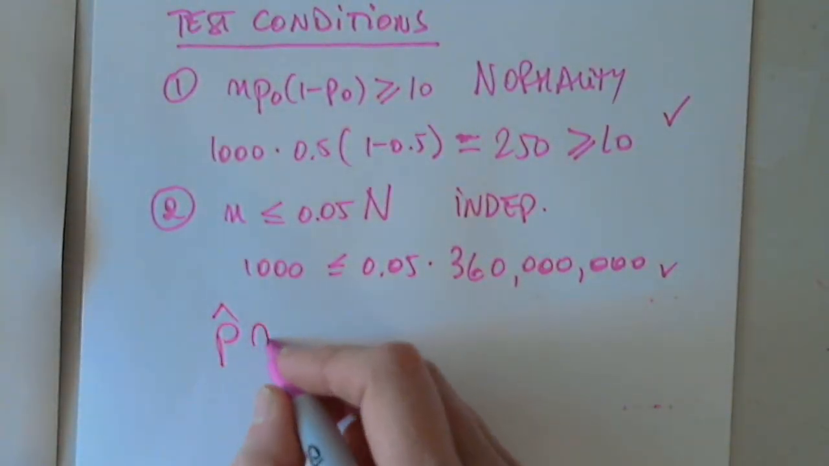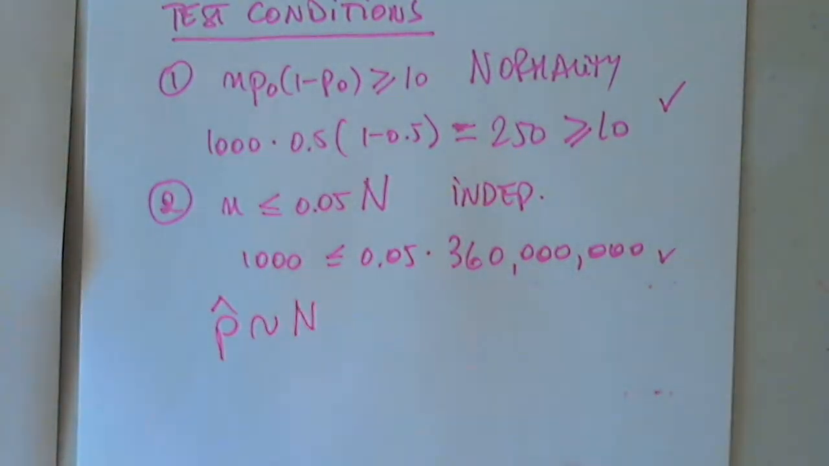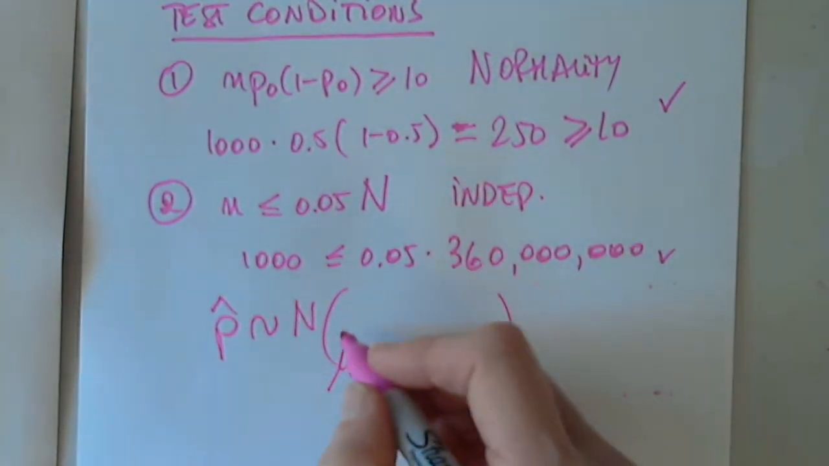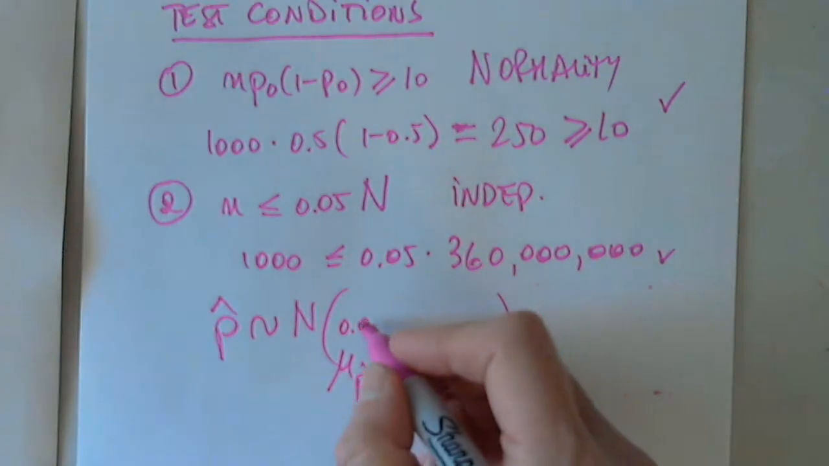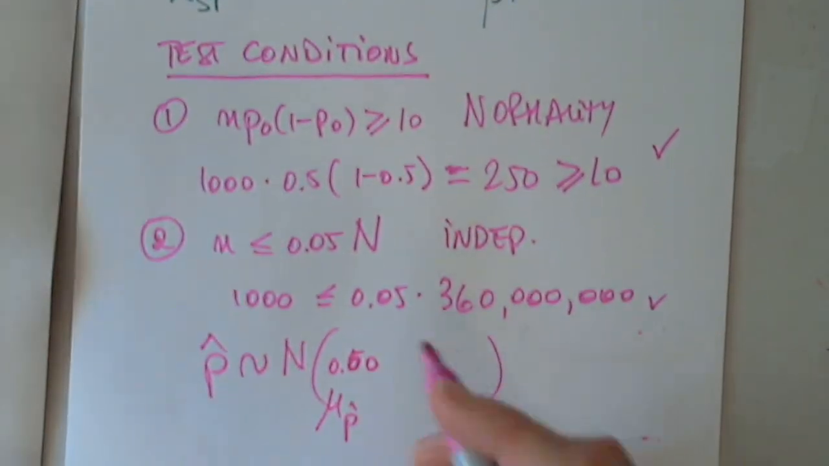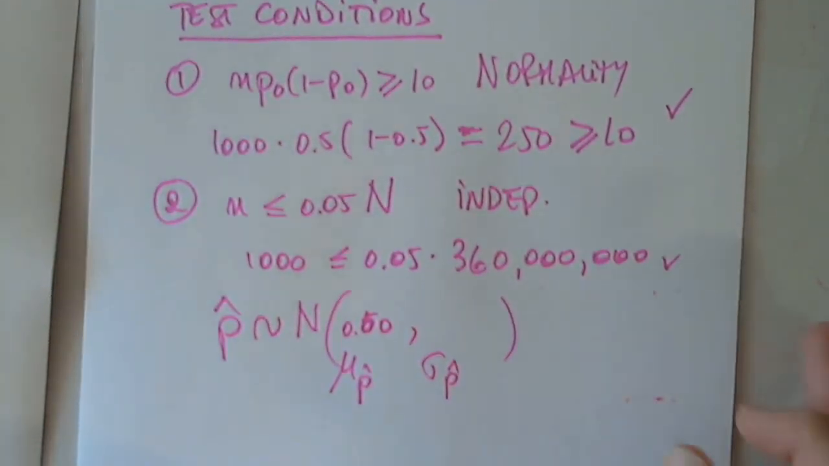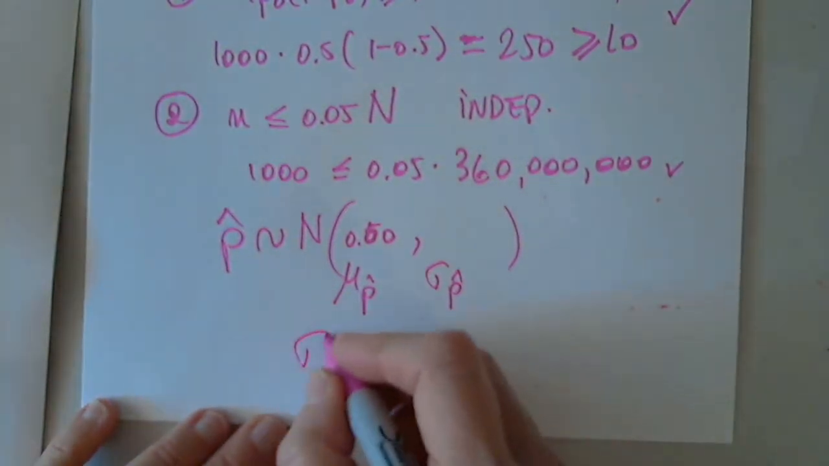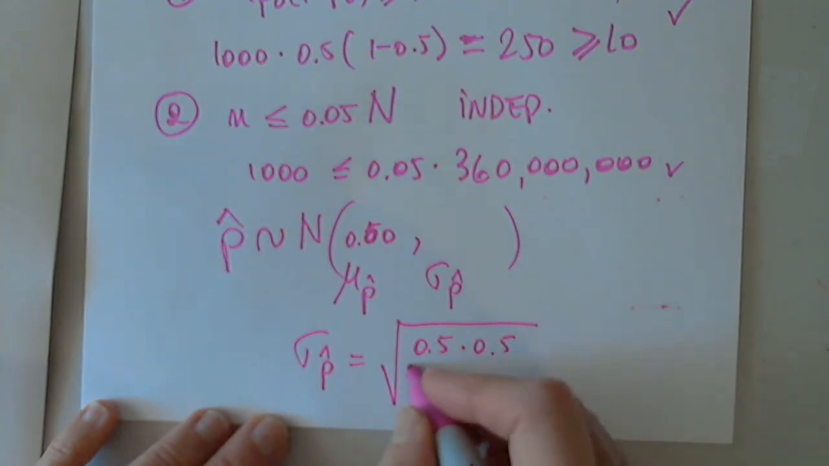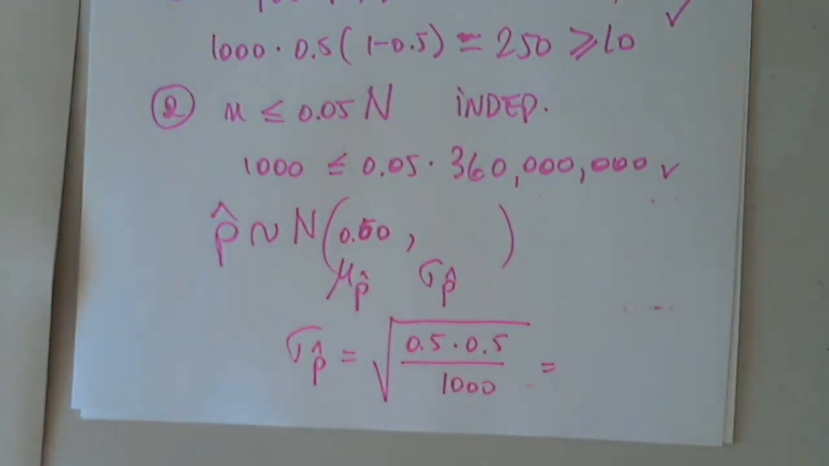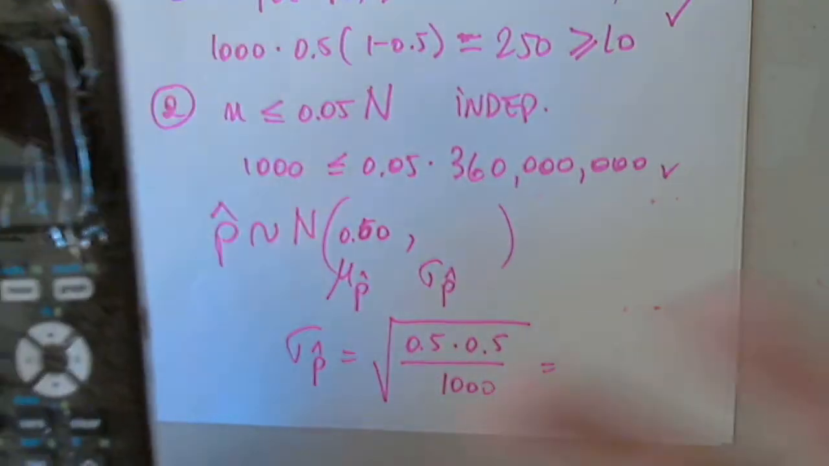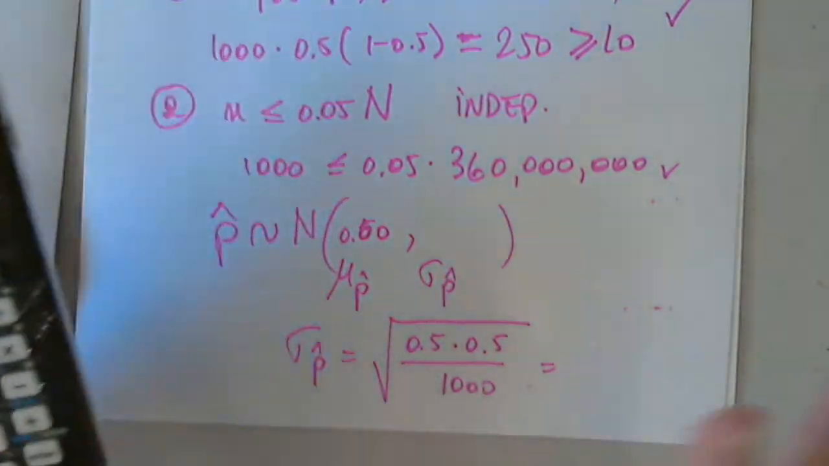Now I can conclude that p hat is normal, or approximately normal, with a mean. The mean of p hat is 0.5. And this is the sigma for p hat. We can calculate it. So sigma for p hat is the square root of 0.5 times 1 minus 0.5 divided by 1,000. We're going to do this much faster with StatCrunch and much faster with the graphing calculator, but we have to go through the steps just to understand what's happening.